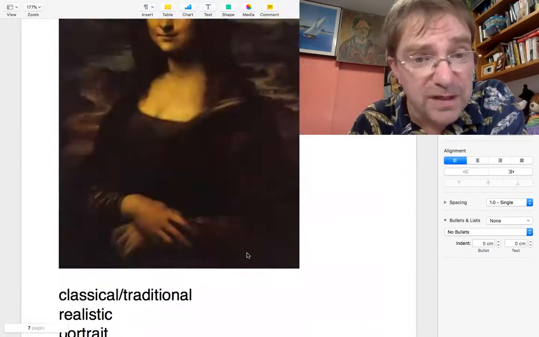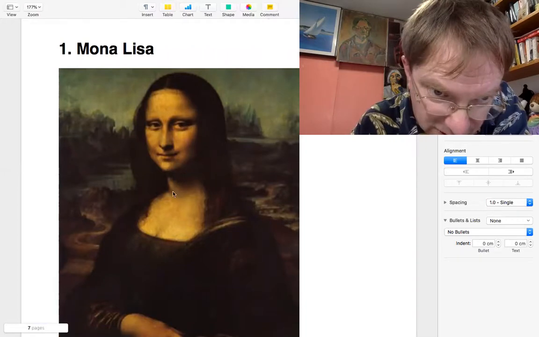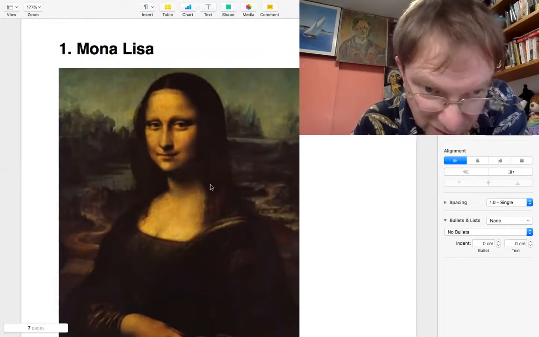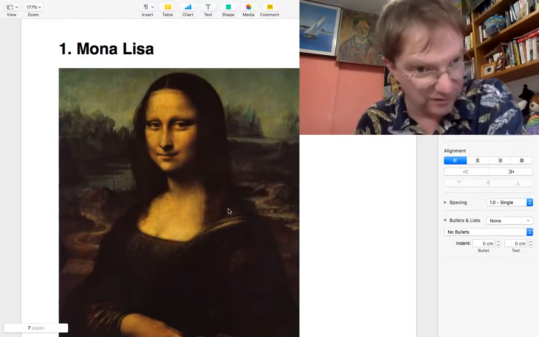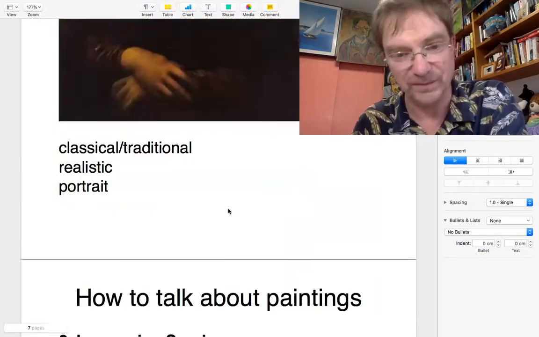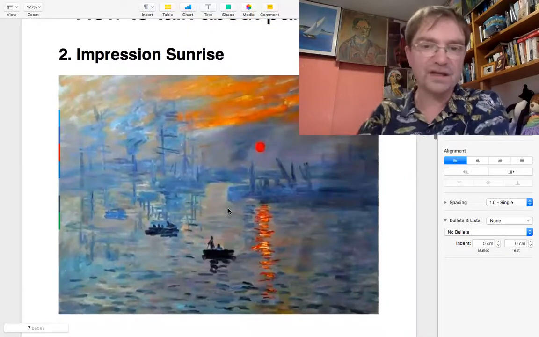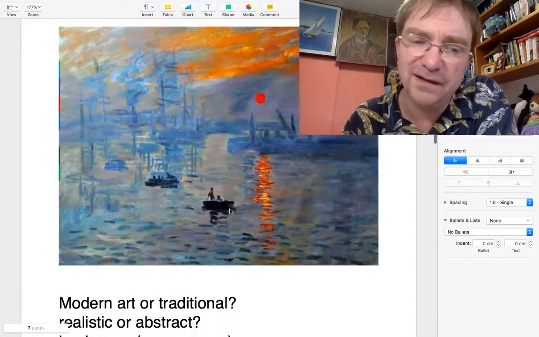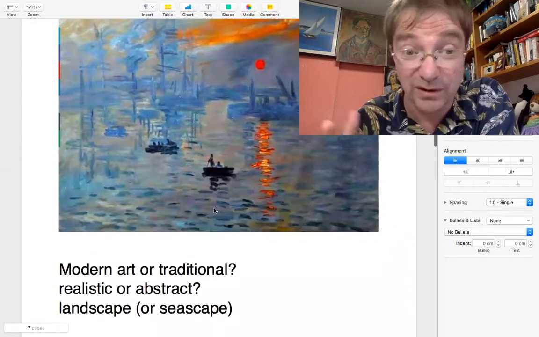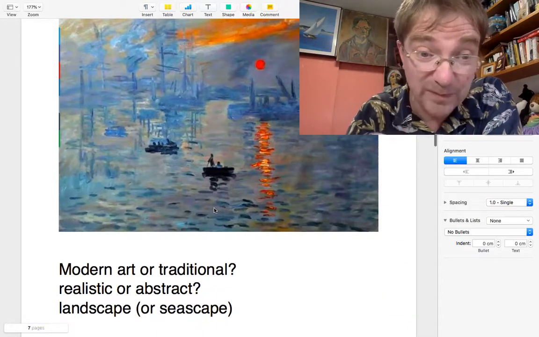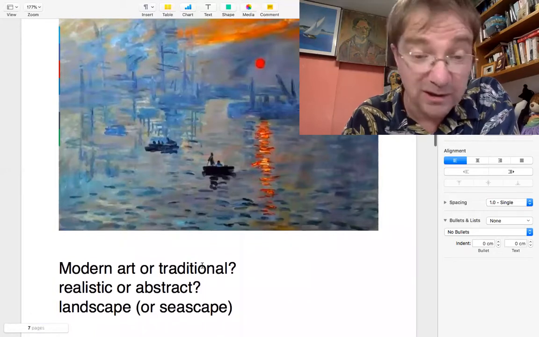Very different from this style, where you don't know how did they paint that? How did he get the skin color like that? How did he do the way it joins together very softly? How do you do that? There's a very high level of skill. This looks like a very low level of skill, maybe. So here I've got, is it modern art or traditional? Well, it's kind of modern because you can see how he painted it. It's not as traditional, not as classical.